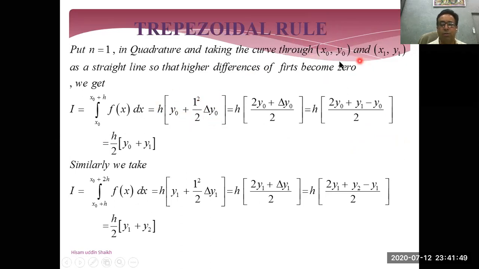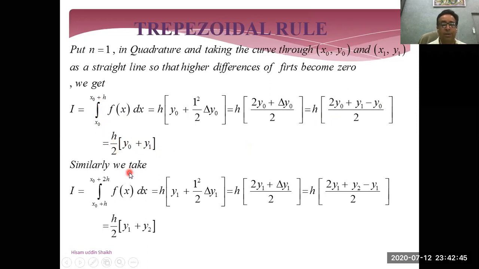First of all, we take the two points, so the integral is from x naught to x naught plus h, which is x1, the first two points x naught to x1, of f of x dx, with n equal to 1. After taking the LCM, h times 2y naught plus delta y naught, upon 2. According to the definition, delta y naught is the difference y1 minus y naught. So 2y naught minus y naught leaves y naught plus y1, times h upon 2. When we integrate f of x between x naught and x1, the result is h upon 2 times y naught plus y1.